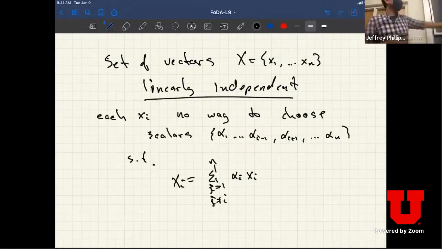Because if I can recreate one of them, well, then I can factor it out by choosing the alphas a little bit more carefully, setting that alpha equal to 0, right, in the thing. So, okay, this is when a set of vectors is linearly independent.